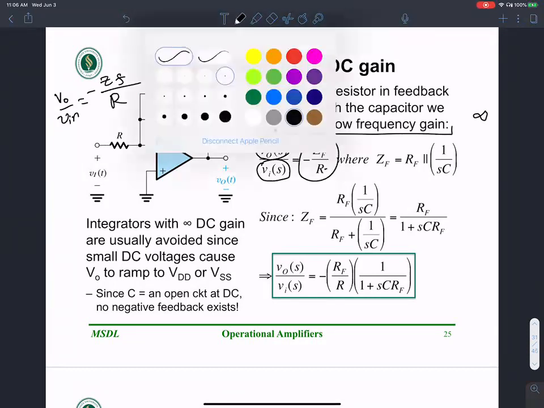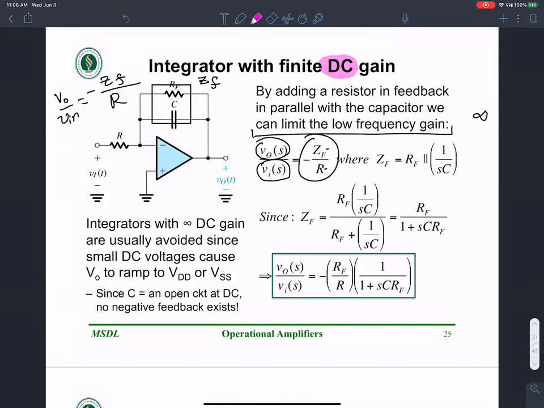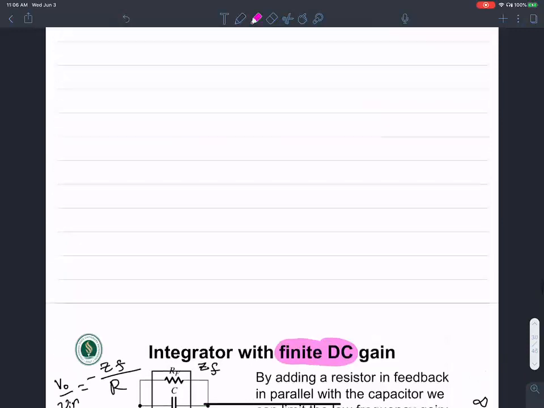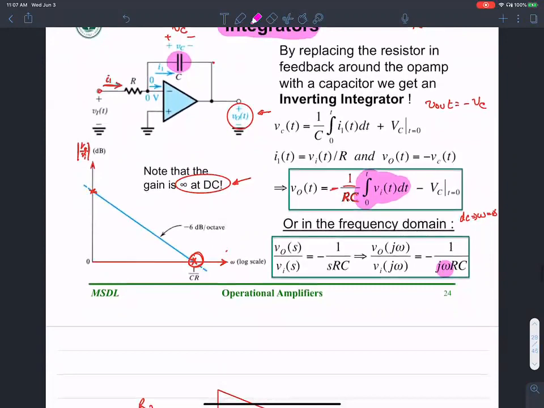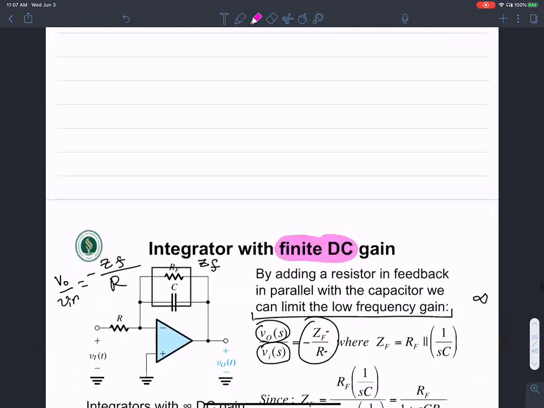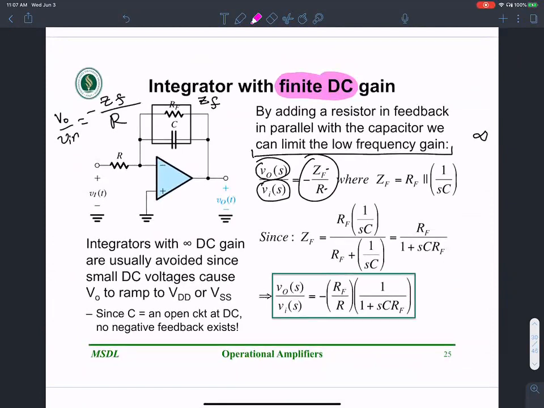So this is an integrator with a finite DC gain. Earlier I had an integrator, except that its DC gain was infinity. If I plug in a value of omega equals 0 there, the gain is going to go to infinity. I don't want it. I don't want small DC voltages to saturate my output. So I want a more predictable and more reasonable DC gain. I can get that by simply adding a resistance in parallel to this capacitor.